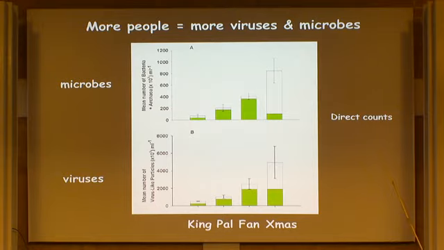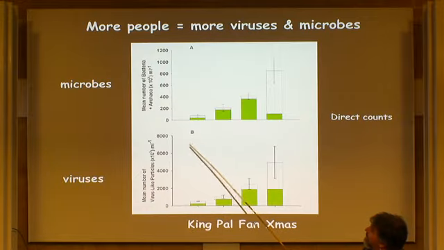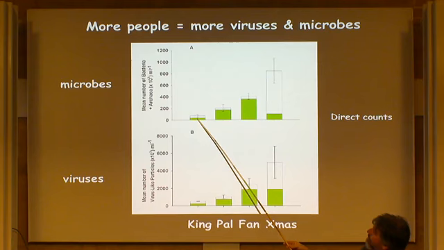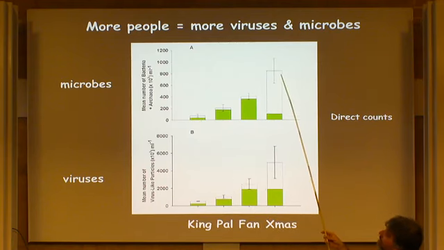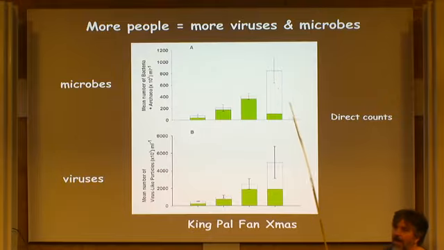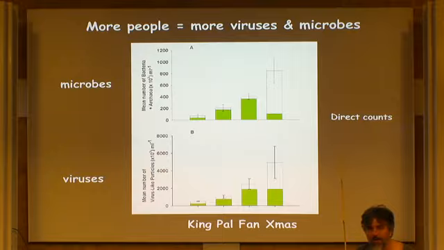And the one thing that is true time and time again is that your number of microbes go up. So this is the place without people, this is the place with people. The number of microbes goes up about an order of magnitude roughly, and the number of viruses goes up about an order of magnitude because they're just following. These are phages that are eating those bacteria.